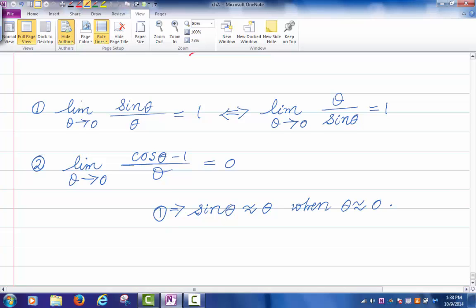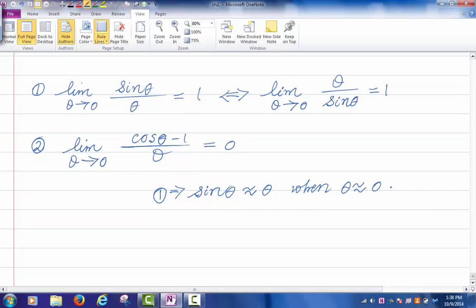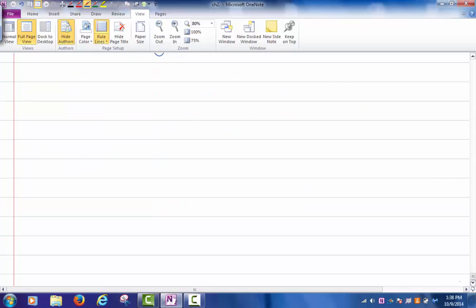So today what we want to see is how we could use these two limits in order to compute the derivatives of the trig functions. But before I do that, I want to do some examples to make sure you understand these limits, especially number 1. You only have to remember number 1, okay? You don't have to remember the limit in number 2.